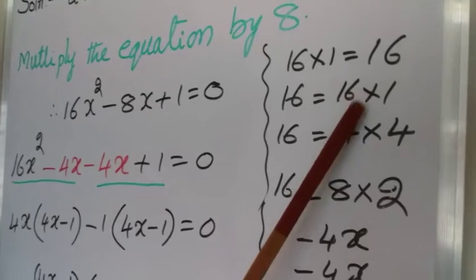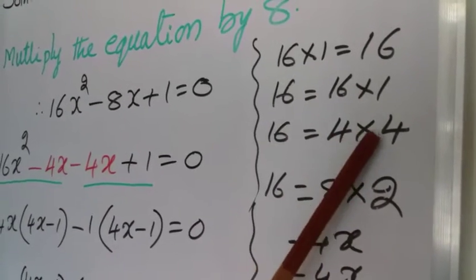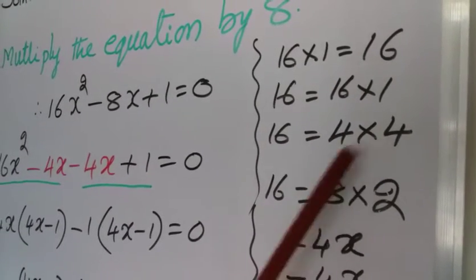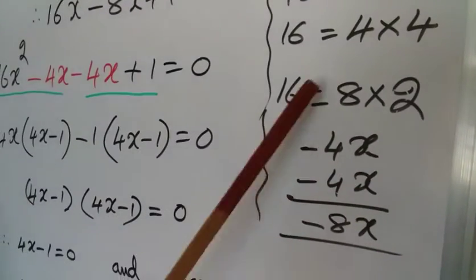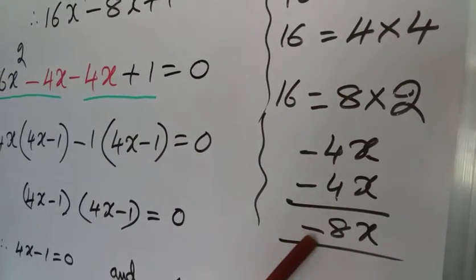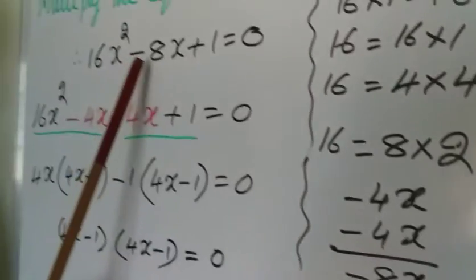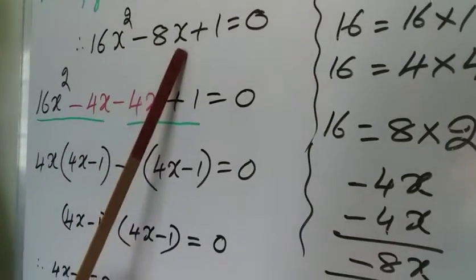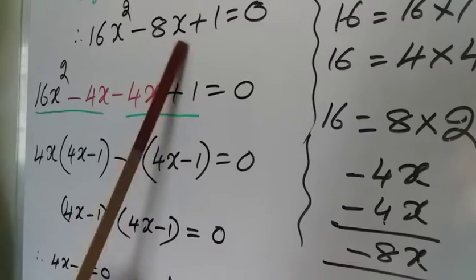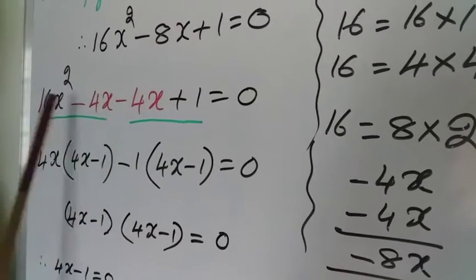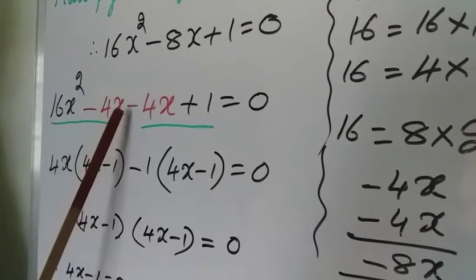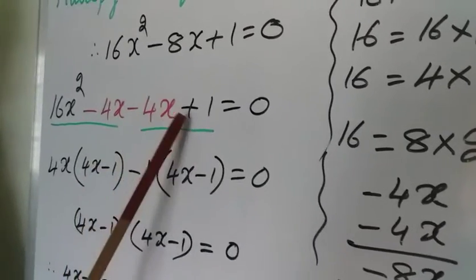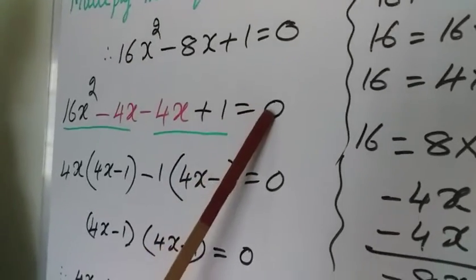These two are not suitable. This is the correct, suitable pair: minus 4x, minus 4x. The sum of these two is exactly equal to minus 8x, and this is also minus 8x. Therefore, split the middle term: 16x square minus 4x minus 4x plus 1 equal to 0.